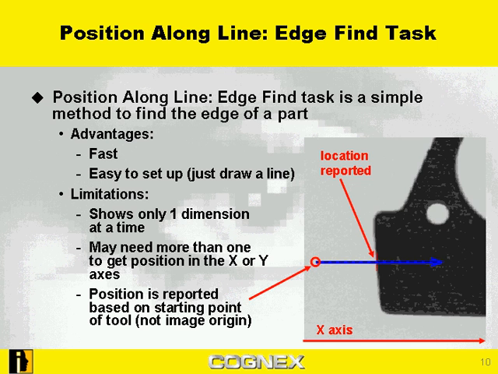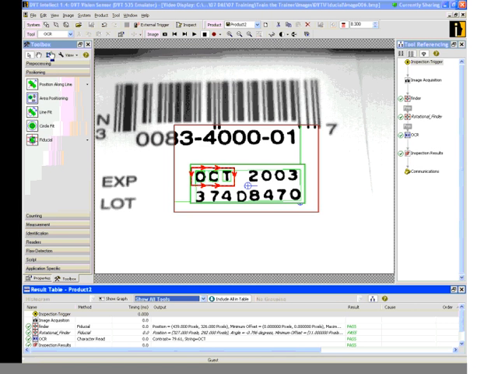Position along the line is really the simplest and the easiest to implement, and it also runs very fast. That's its primary advantage, its speed and its ease of use. The limitation, however, is that obviously it only gives you information in one axis. So if you need X and Y position, you'd have to use at least 2 of them. Depending on the variation of your part, you could actually miss the part with your positioning tool with this type of finder. So I'm going to switch over to Intellect here and show you one of these.